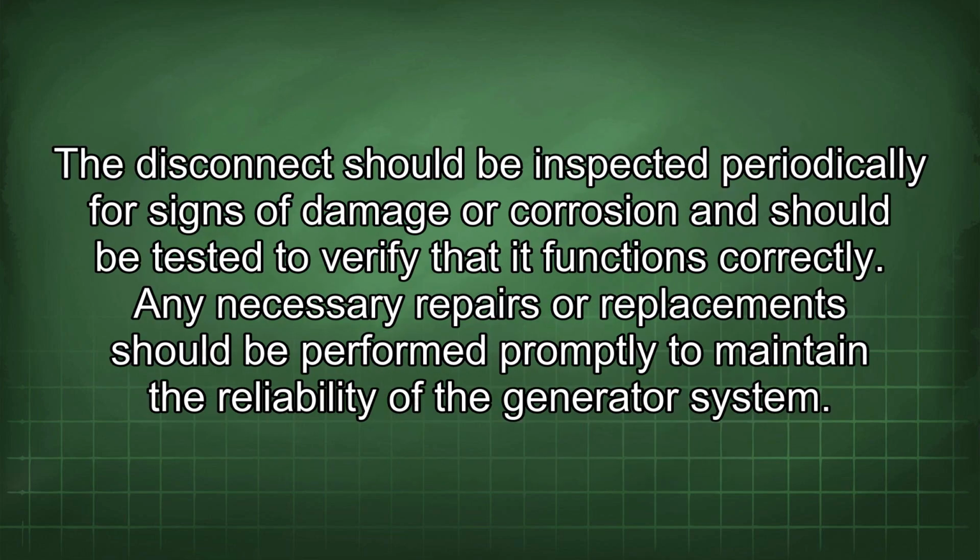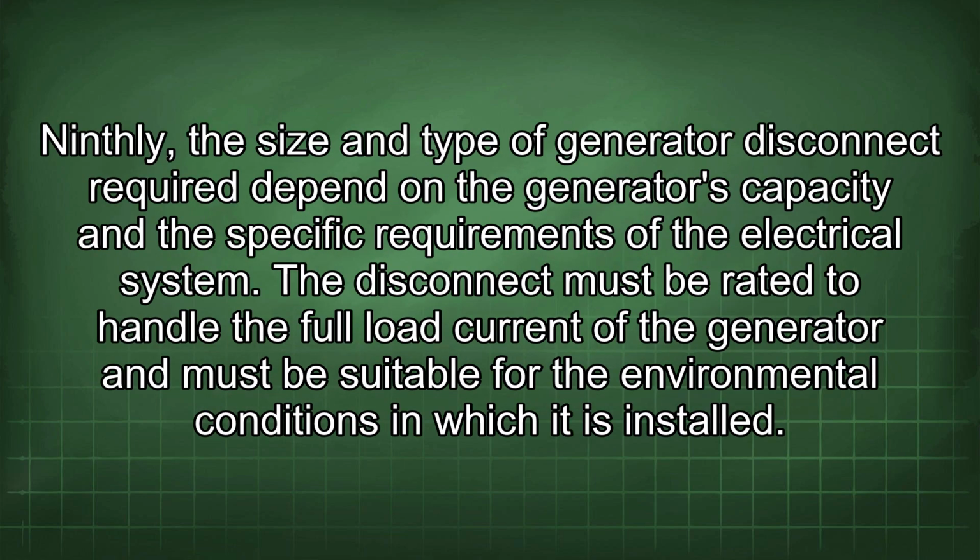Eighthly, regular maintenance and testing of the generator disconnect are essential to ensure its proper operation. The disconnect should be inspected periodically for signs of damage or corrosion and should be tested to verify that it functions correctly. Any necessary repairs or replacements should be performed promptly to maintain the reliability of the generator system. Ninthly, the size and type of generator disconnect required depend on the generator's capacity and the specific requirements of the electrical system. The disconnect must be rated to handle the full load current of the generator and must be suitable for the environmental conditions in which it is installed.